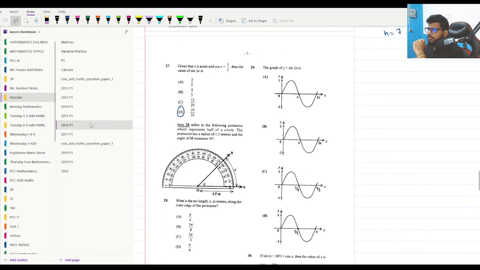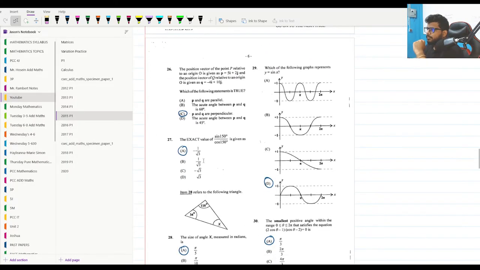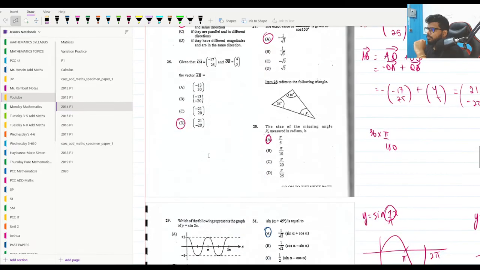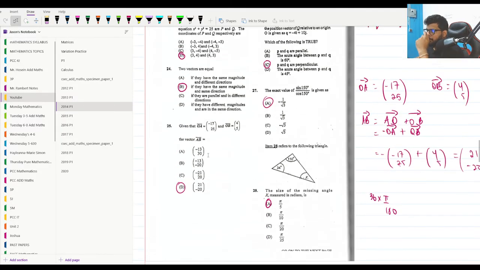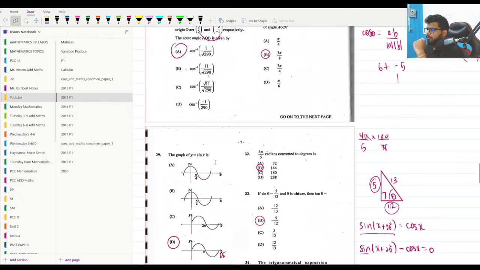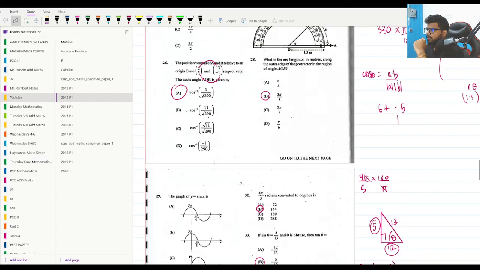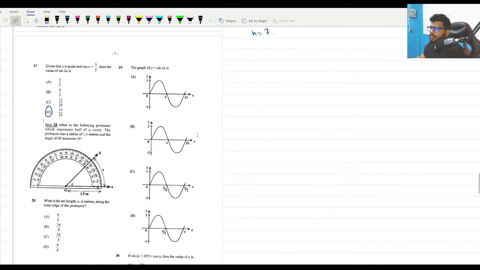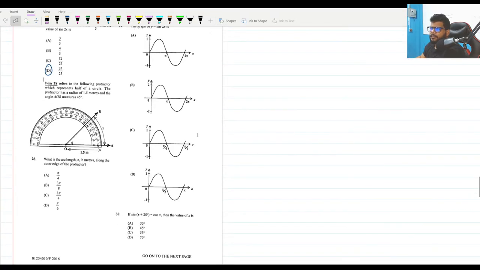What number is this? We've reached number 27 already. Tricks could be around that area. I think this was 2013, you know. Value of sine 2x is, protractor, pi on 4. This is a repeat as well.